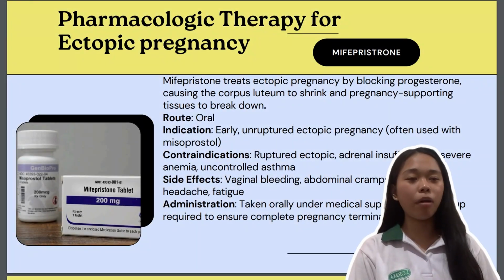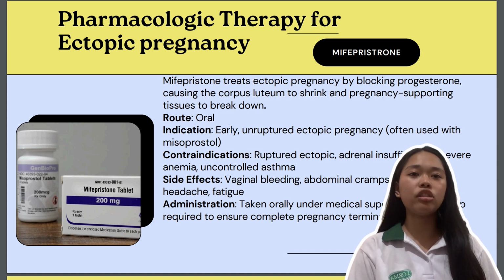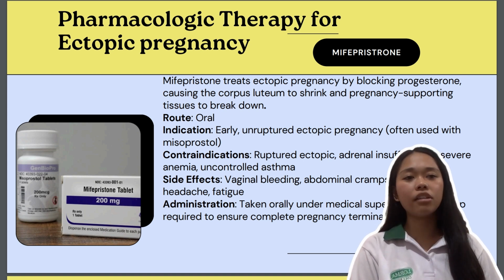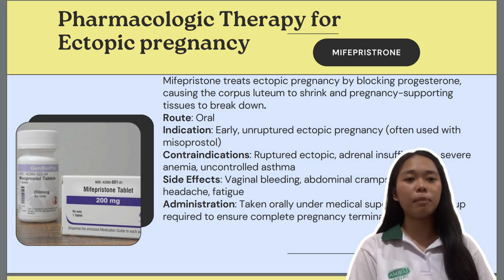These slides cover the pharmacological therapy of ectopic pregnancy, focusing on mifepristone. This medication inhibits progesterone, leading to shrinkage of the corpus luteum and the breakdown of pregnancy-supporting tissues. It is administered orally and is commonly prescribed for early, unruptured ectopic pregnancies, often in combination with misoprostol. However, its use is not recommended in case of ruptured ectopic pregnancy, adrenal insufficiency, severe anemia, or uncontrolled asthma. Potential side effects include vaginal bleeding, abdominal cramps, nausea, headache, and fatigue. Close medical supervision and follow-up are essential to ensure the pregnancy is fully terminated.